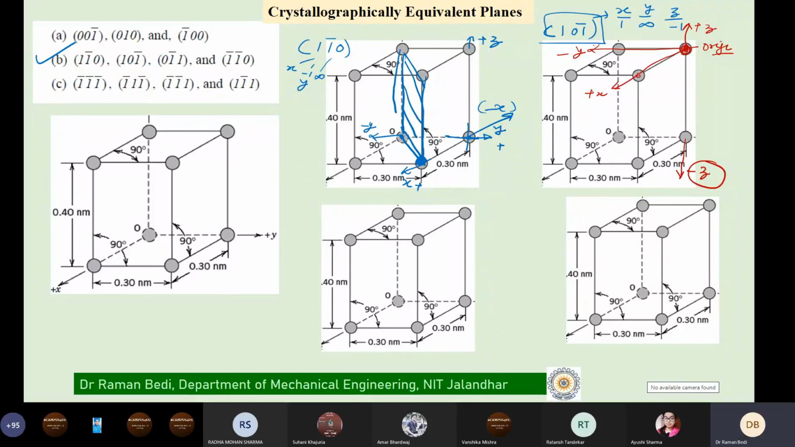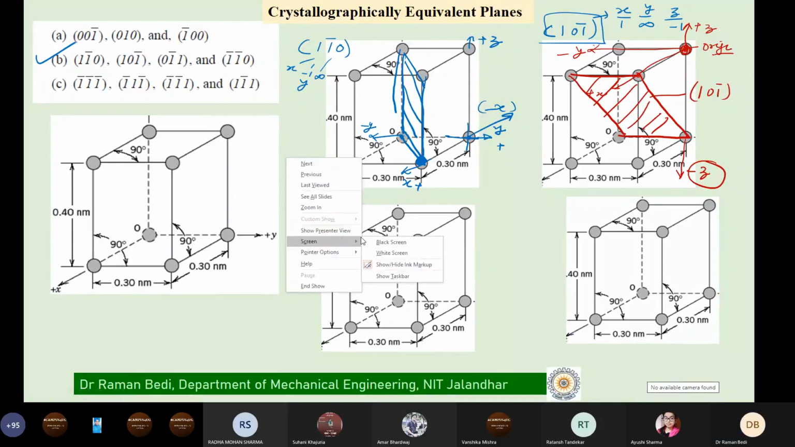So the index of 1 intercept here, 0 and 1 bar. 1 bar is here. So now the plane is here. So this is the plane which we will index here as your 1, 0, 1 bar plane. So this is how this indexing is done, where we index this as the 1, 0, 1 bar plane.